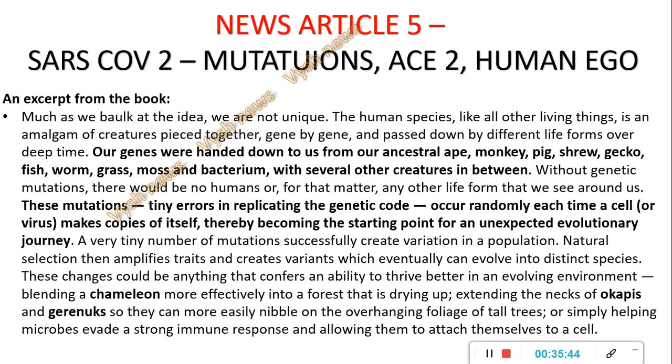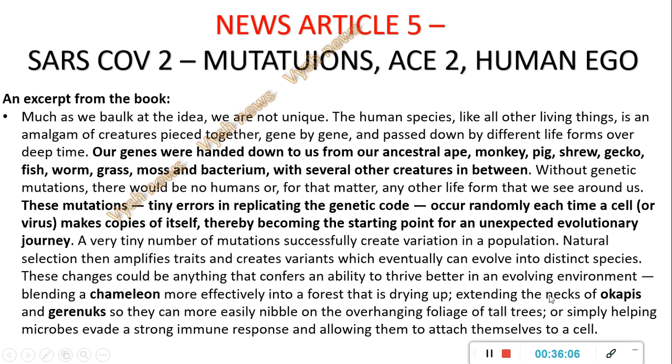So we should not see other things as small or minor. We have also come from them. That is his idea. And he gives examples like the chameleon, which changes color. Earlier it was in the forest, so it was green. When it understood that the forest is drying up or burning, it had to change its color from green to brown. So naturally, generation after generation, it acquired the skill of changing color.